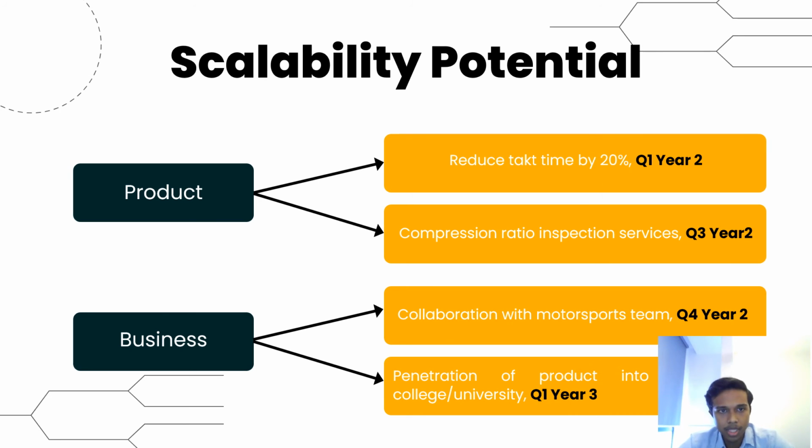So for the scalability potential, we plan to have our product go into manufacturing, and we plan to reduce the manufacturing time by 20% in the first quarter of our year 2 operation. And we plan to offer compression ratio inspection services in the third quarter of the second year. While for business progress, we plan to have collaboration with motorsports teams and the penetration of this product into automotive colleges or universities for education purposes.